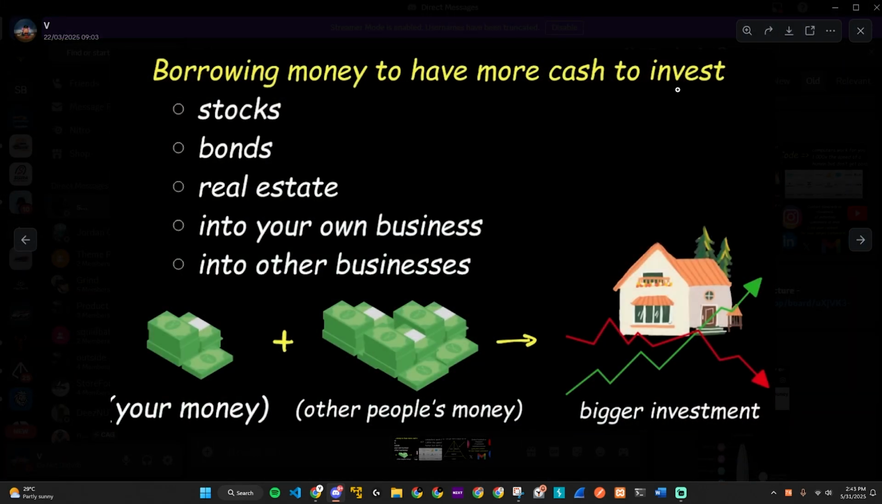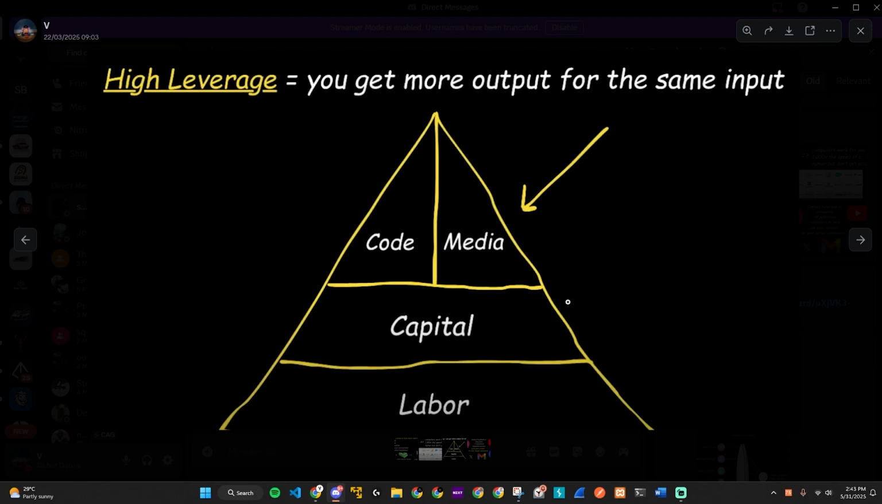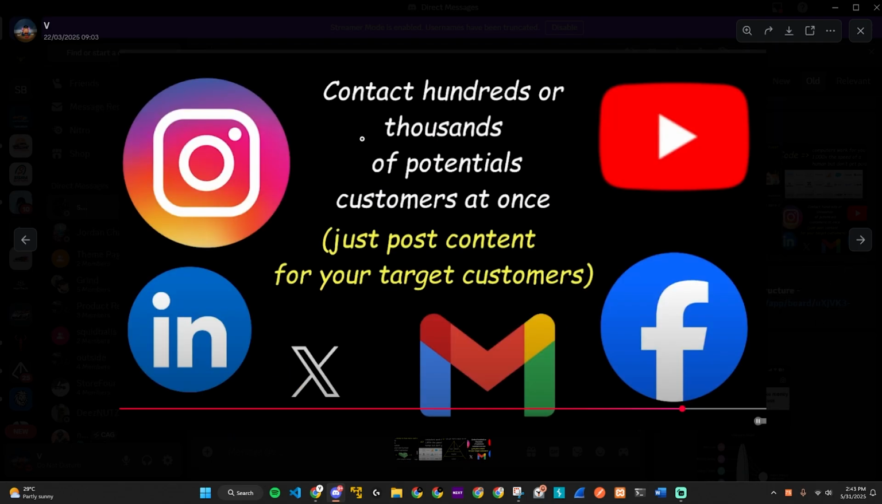So this is investments, borrowing money to have more cash to invest, right? So you can invest in stocks, bonds, real estate, invest in your own business, into your other businesses, that's private equity. Your money plus other people's money equals bigger investment. It's pooled investments. Computers, that's code, leveraging code, software in other words. Higher leverage, you get more output for the same input. So code, media, capital, which is of course needed, labor, which is the cornerstone of everything, and once again, social media marketing.